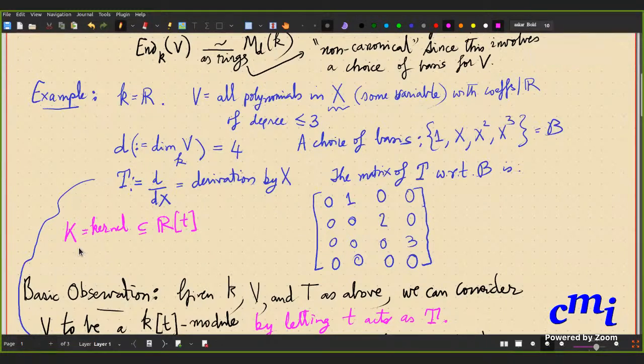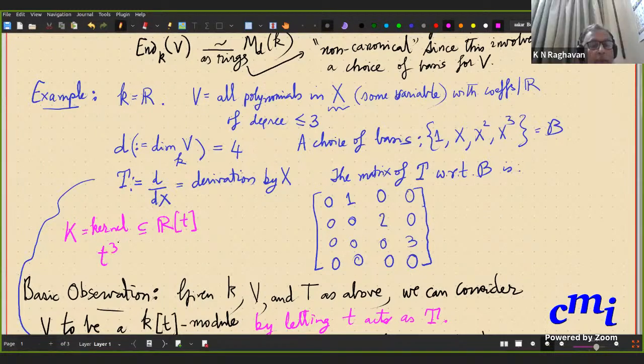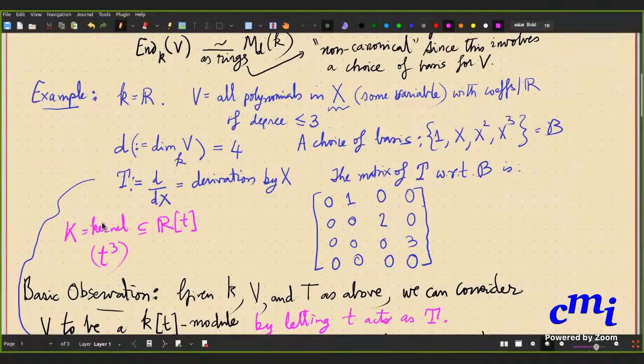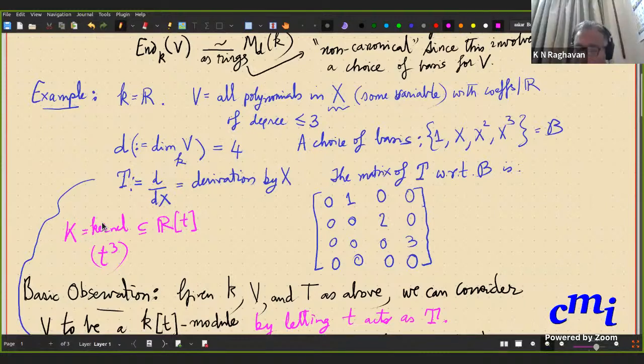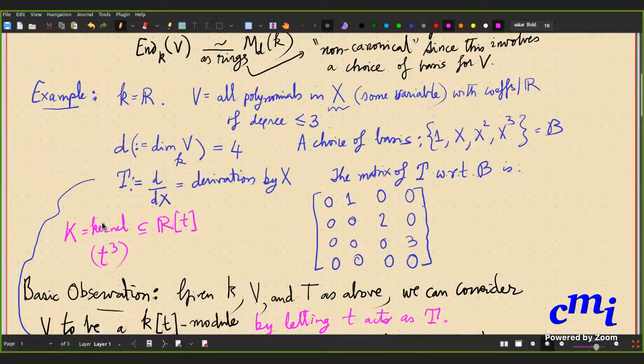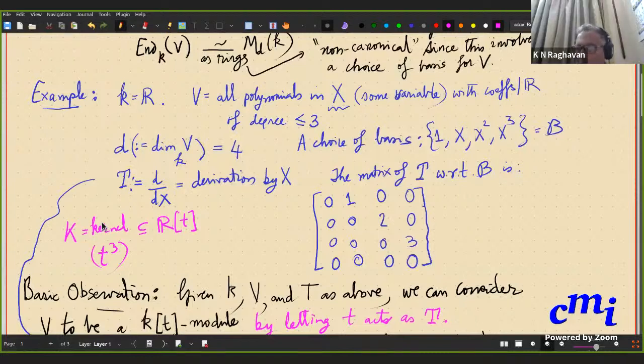T cubed. T cubed, very good. Kernel is T cubed. Why is that, ma'am? Very good, beautiful answer. I'm happy somebody is getting it. Why is that? That's the minimal polynomial, right? Can you say it in more fundamental terms? That's right. What you're saying is correct.